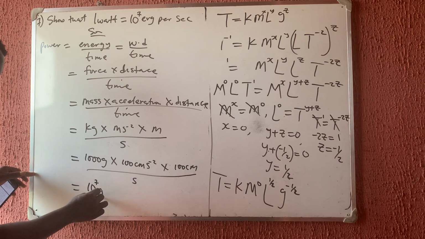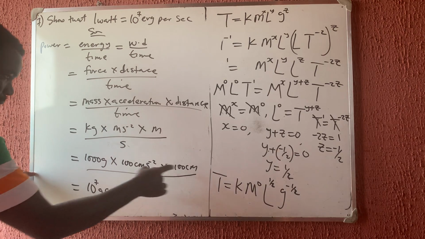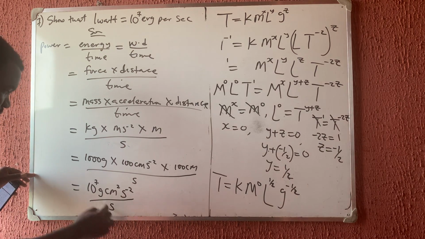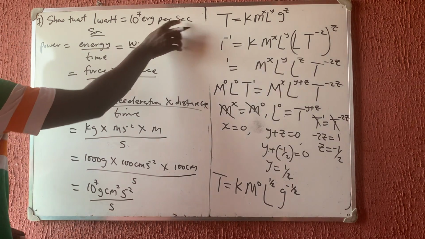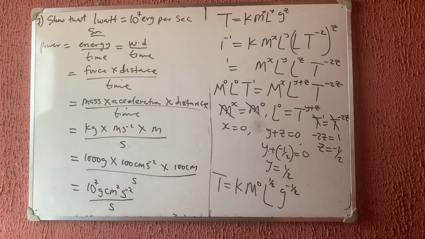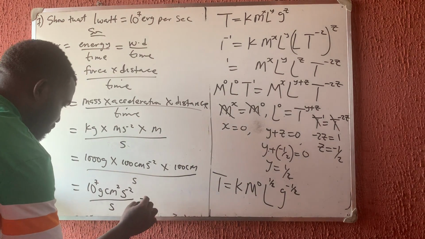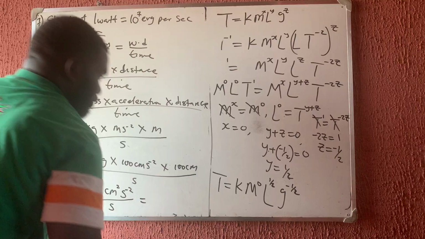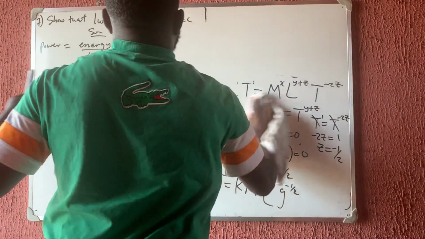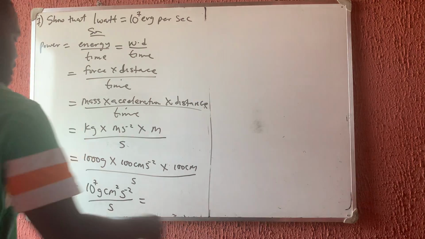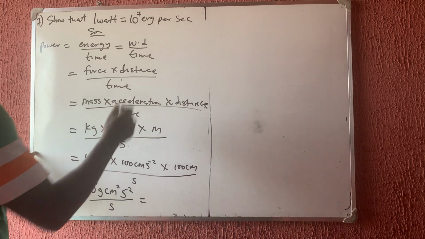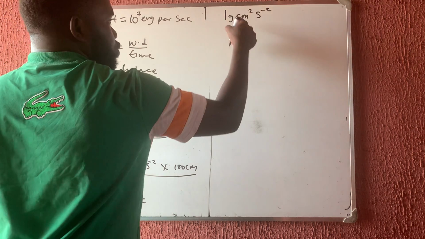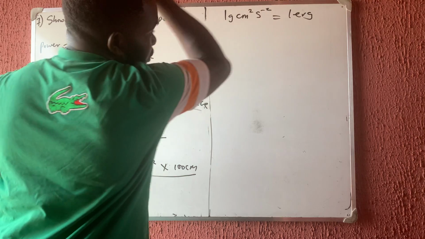What I have here is g, cm and cm will give you cm square, then I have s raised to power minus 2. Don't forget, it is over second. Why am I leaving this over second? Because of the per second that I'm having here. Now you should know that 1 g cm square s minus 2 is equal to 1 erg. You should know this, please.